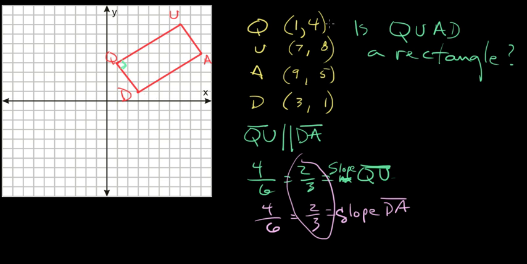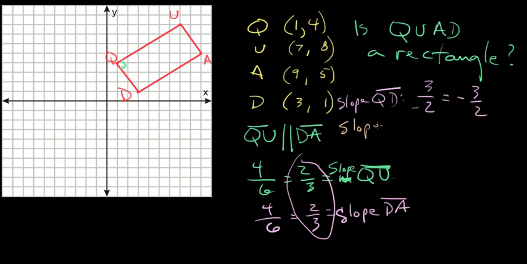We can do the same thing with the slope of UA and QD. So the slope of QD, it would be, let's see, 4 minus 1 over 1 minus 3, okay? 4 minus 1 is 3, 1 minus 3 is -2. You have to be careful about making sure you get your negative. So that's the slope of QD, okay? And I'm going to change colors here again.